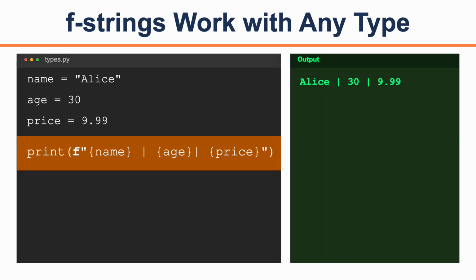This example uses three variables at once. An integer, a float, and a string all appear in a single f-string. Each placeholder is replaced with its corresponding value. The output shows all three values formatted together cleanly.